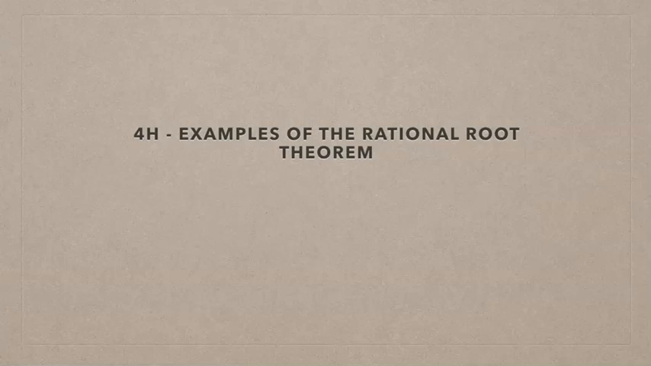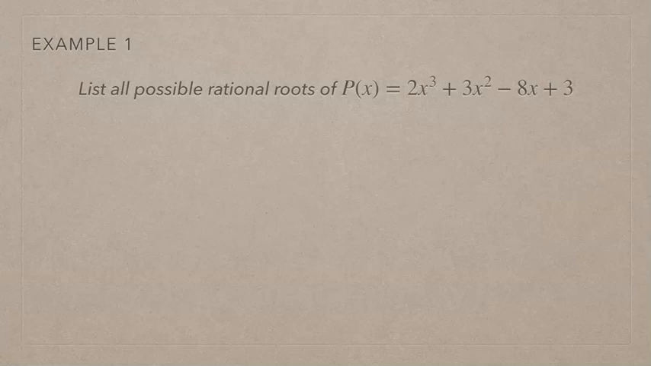Let's look at a few examples of the rational root theorem. So one question you might get asked is to list all possible rational roots of p of x. Remember, for rational roots, we're finding the factors of q divided by the factors of p, where q is the constant term and p is the leading coefficient. So remember, last over first.